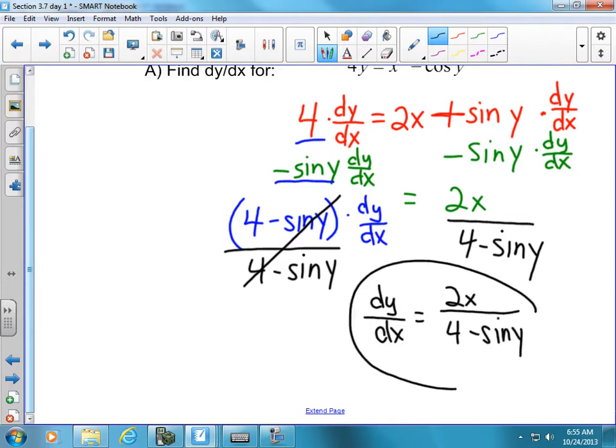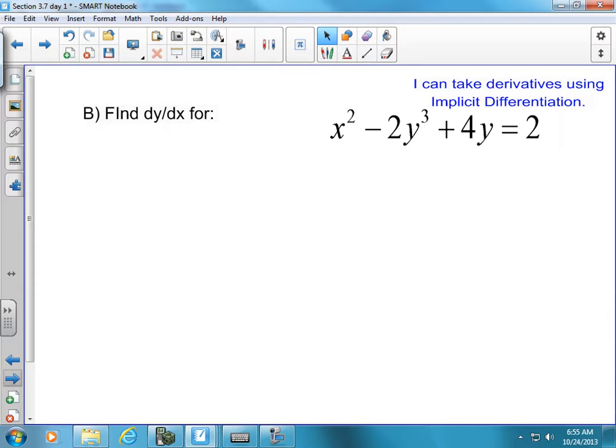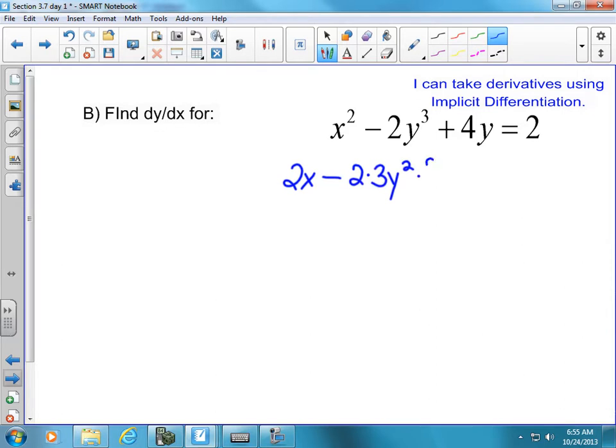Notice that if we're ever asked to evaluate this at a point, we need an x, y value. Okay, another example. This lesson is almost all examples. So the derivative of x squared is 2x. The derivative of negative 2 is just a constant. I'm going to multiply that by 3y squared, and then don't forget dy/dx. All of that is multiplied together, plus, we just did this one, 4 dy/dx.